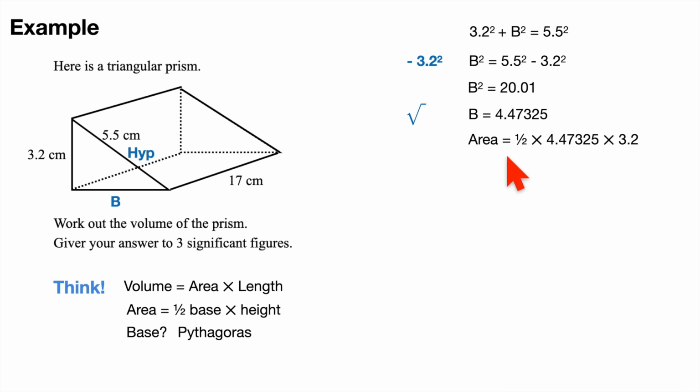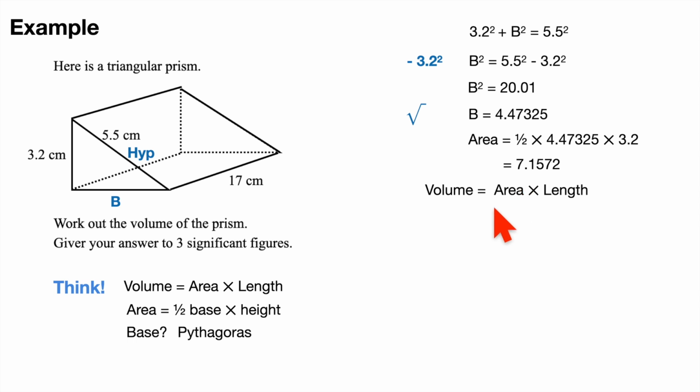So now let's go back to calculating the area. Area is a half base times height, which comes out at 7.1572. I use a lot of decimal places here, where the answer's got to be to 3 significant figures. So I normally hold this in the calculator, to be honest, but I'll just show those figures.